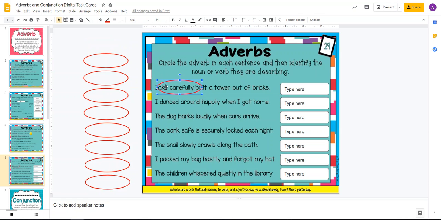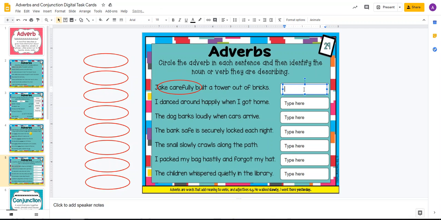Now, is it describing my noun or is it describing my verb? Well, is Jake careful, or is he building carefully? That's what you have to ask yourself. In this sentence, it's not that Jake is careful, it's that he's building carefully. The action is what he's being careful about. So carefully is connected to the word built.